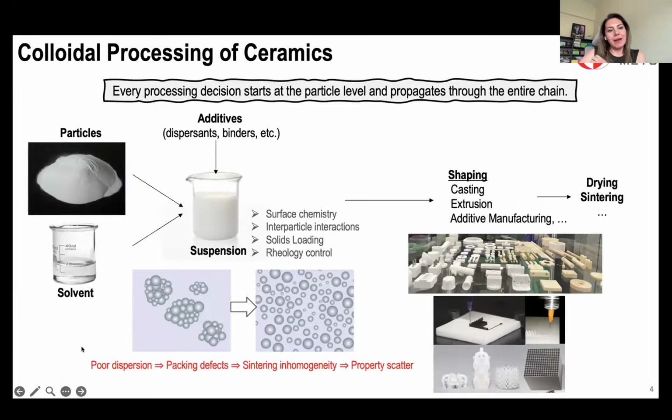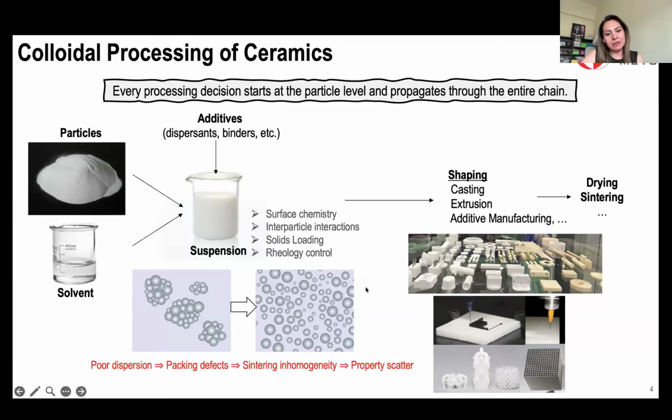So here you can see a very basic schematic of colloidal processing of ceramics. We start from particles, we mix them with solvent to obtain those suspensions, and that makes it quite obvious that the suspension properties are quite critical for the end products. And then, once we obtain that homogeneous dispersion of the particles, we shape those suspensions, we dry them and sinter them depending on the application.